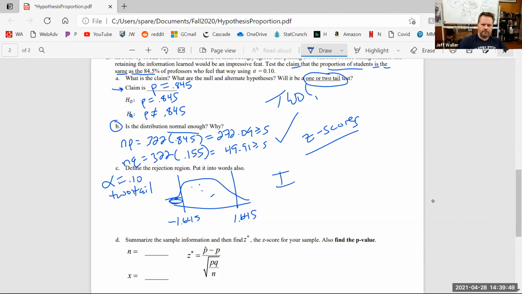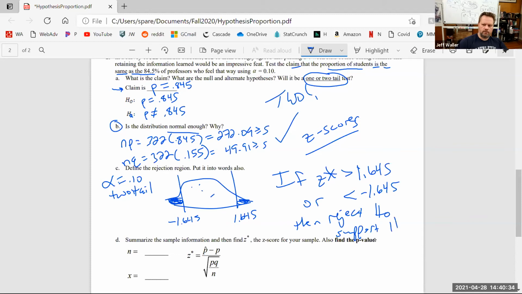So if z star is greater than 1.645 or less than negative 1.645. Be careful about trying to make things too efficient, or else you write something that doesn't make any sense. Right, greater than 1.645 or less than negative 1.645, because these are two totally separate regions. Then we can reject the H0 and support the H1.